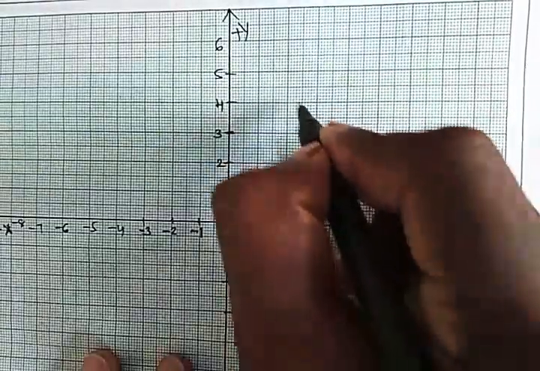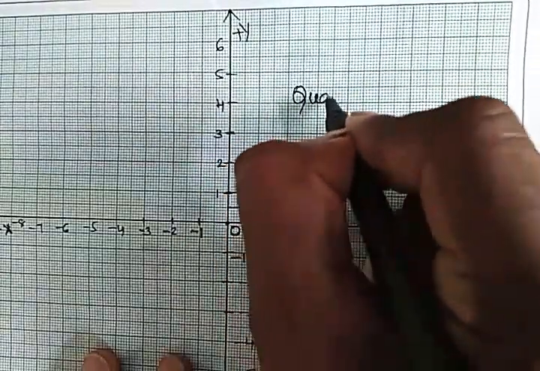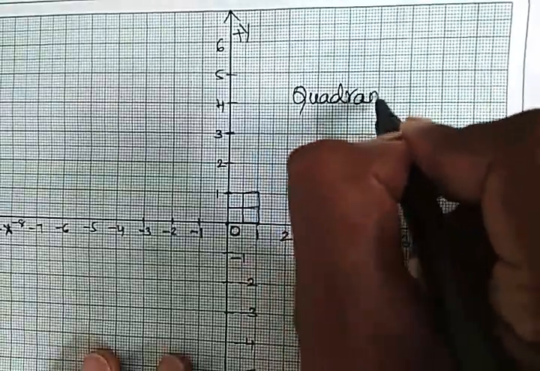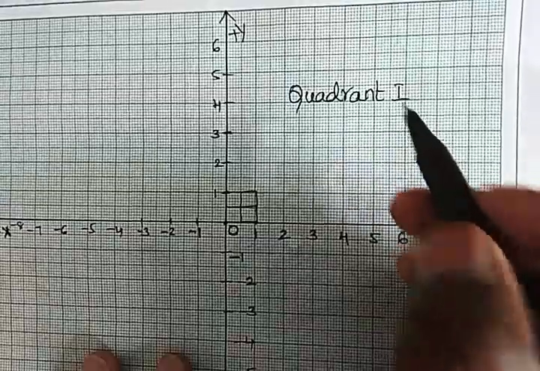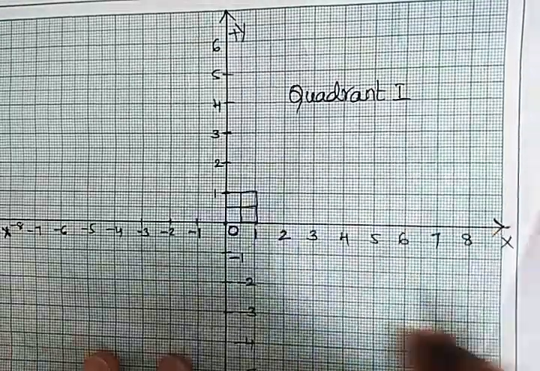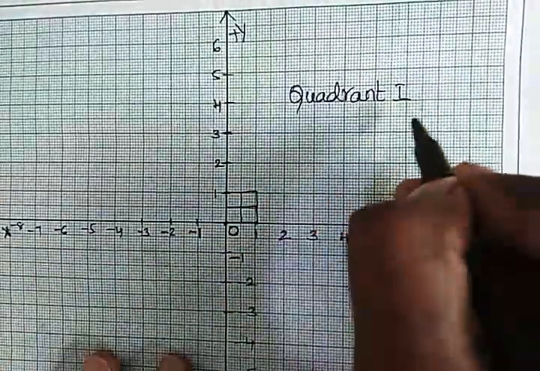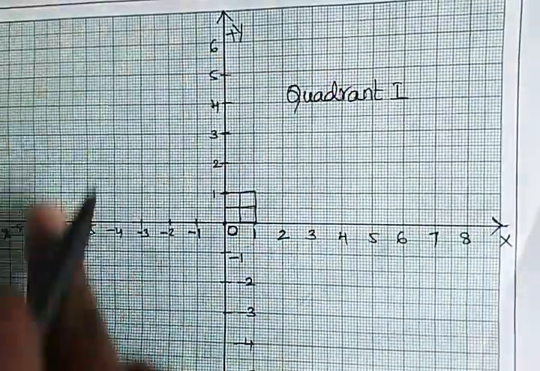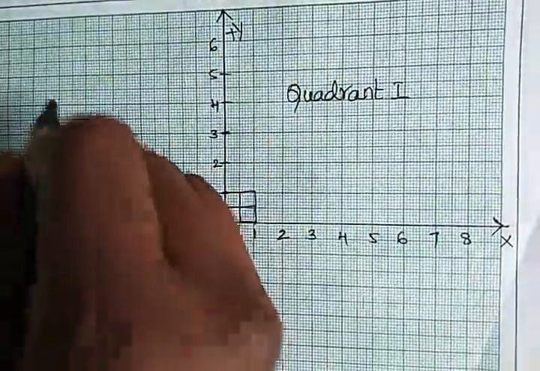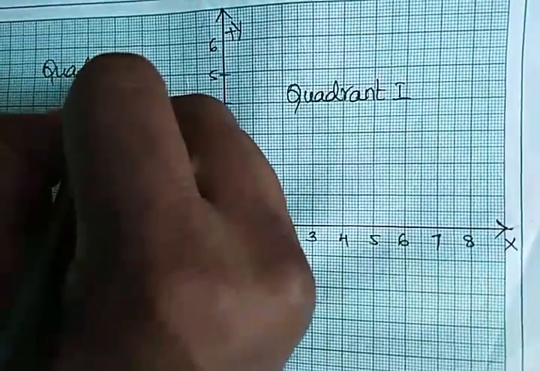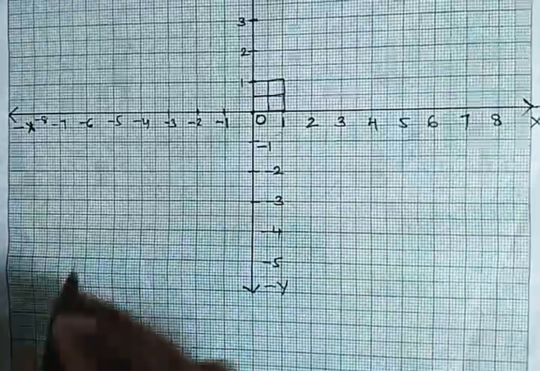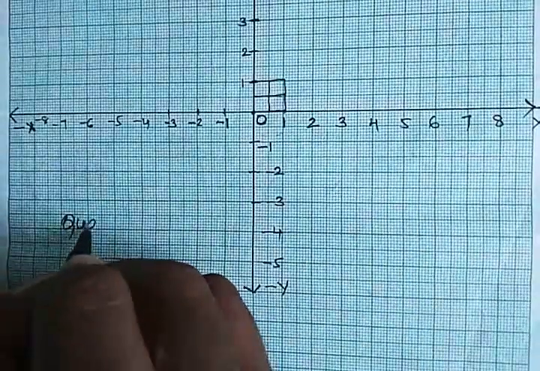So now, this section where we have x positive and y positive, we call it quadrant 1. For the sake of thickness, I am writing with the pen, but you use a pencil only. This is quadrant 1. Q1 also you can write. And we are taking it in the anti-clockwise direction. So this is quadrant 2. Now here it is quadrant 3.